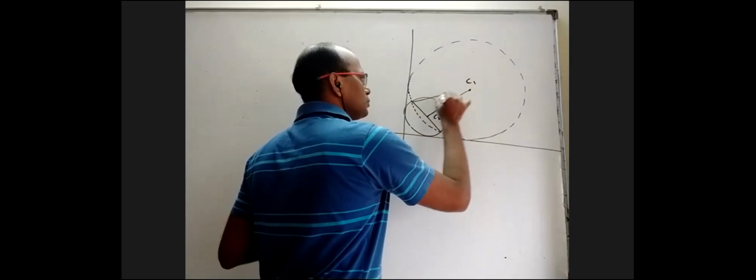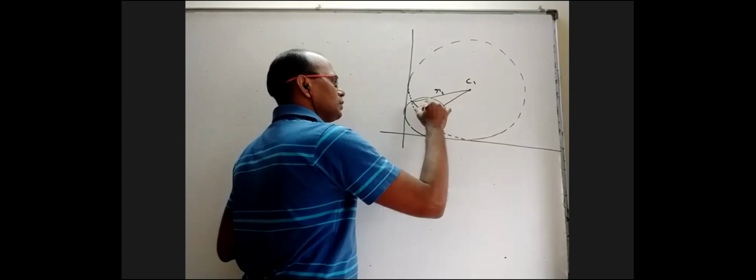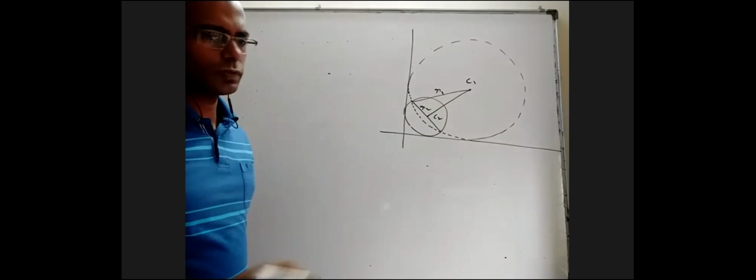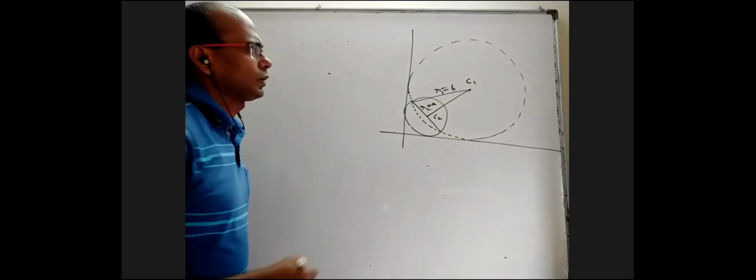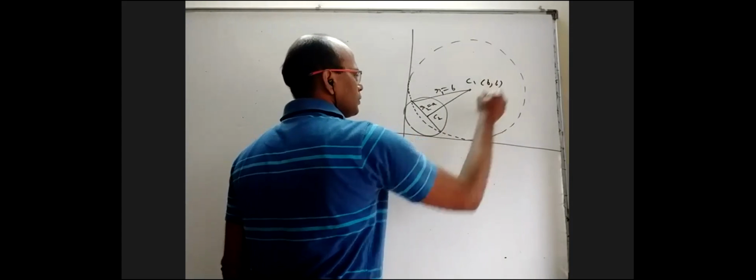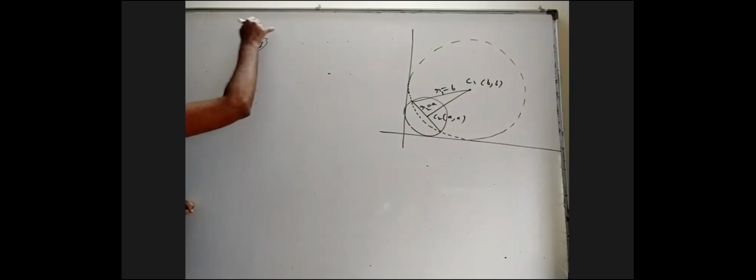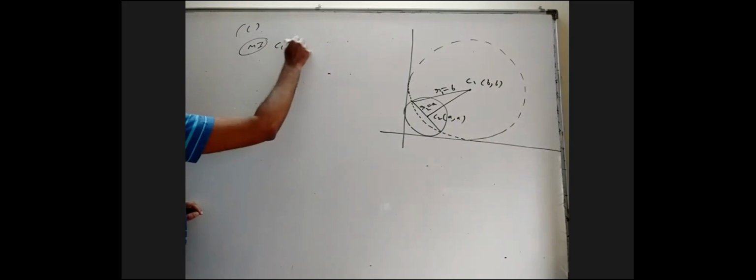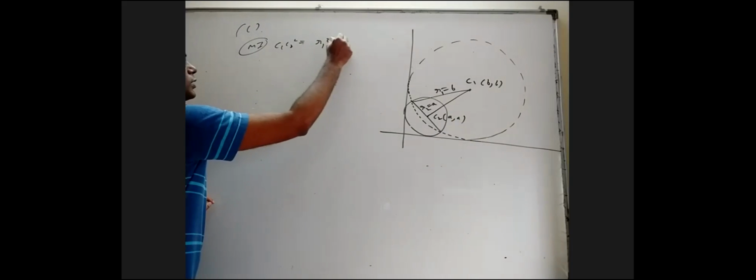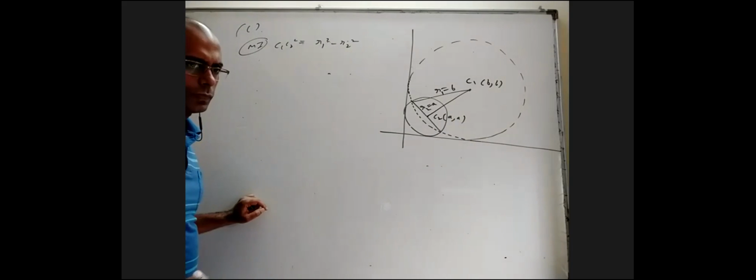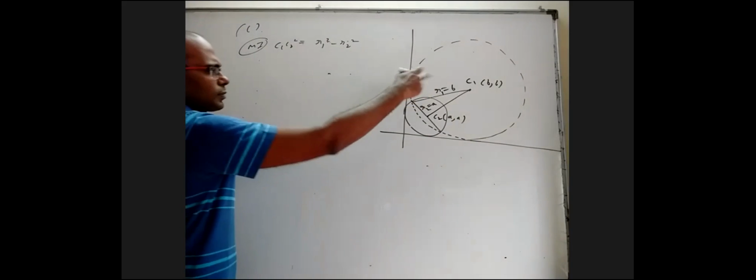So if you look at the figure, this is C1, this is C2, this is R1, and this is R2. They are marking a perfect square where R1 is B and R2 is A. And C1 is as usual (B, B), C2 is (A, A). So method 1: C1C2 square is R1 square minus R2 square. The bigger circle radius squared minus smaller circle radius squared is a Pythagorean square.